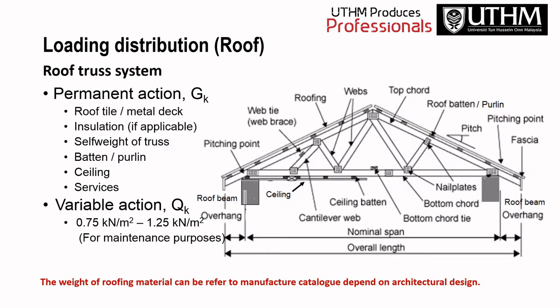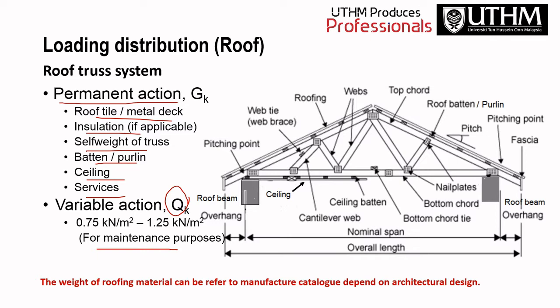Okay, so this is an example of the roof truss system. We have the permanent actions Gk, which is from the roof tile, metal deck, insulations, self weight, battens or purlins, ceilings, and also services. And what are the variable actions? The Qk here is 0.75 kilonewton per meter square to 1.25 kilonewton per meter square, which is for maintenance purposes. So you can see that this is an example of the roof truss system.